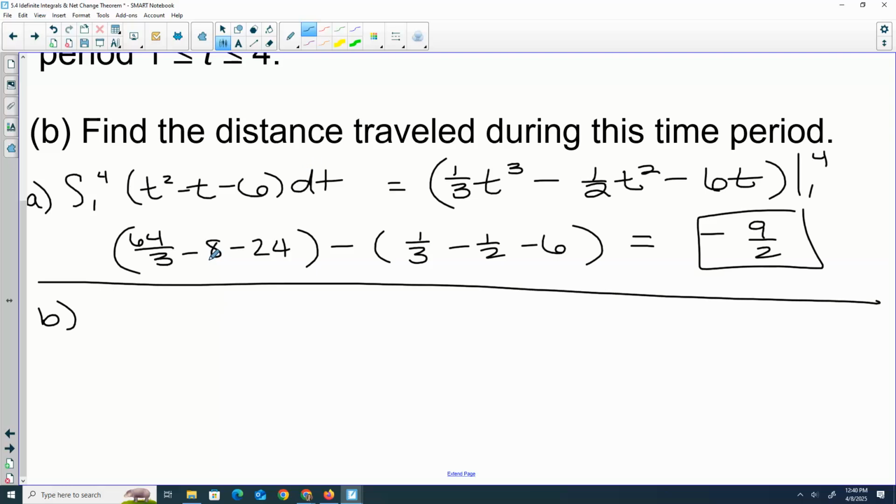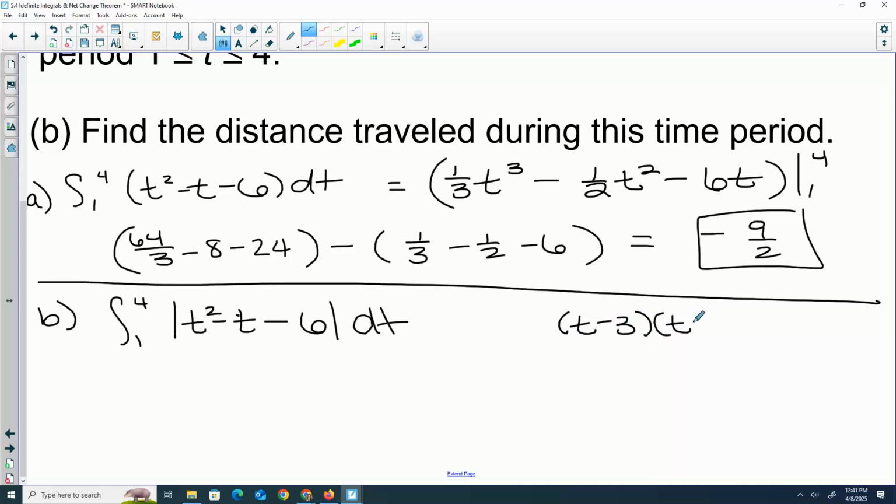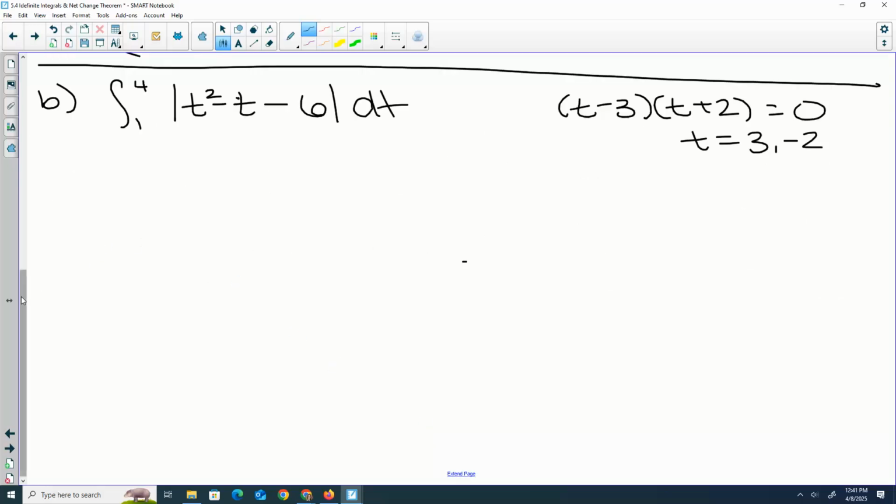Part B. Find the distance traveled. How do I do distance traveled? Add them all up. Okay. So what we have to do is do the absolute value so that we can do each little time period and add them together. So for the absolute values, we need to know when this is going to equal 0. So if we factor it, t minus 3 times t plus 2 equals 0. We get 3 and negative 2. But we only need the time period that's in my integral. Plus time can't be negative anyway.